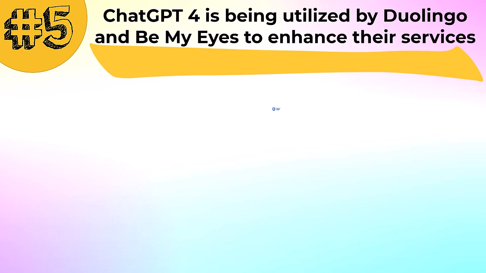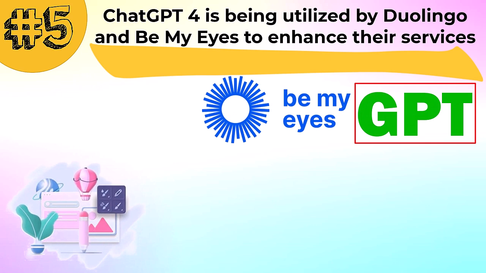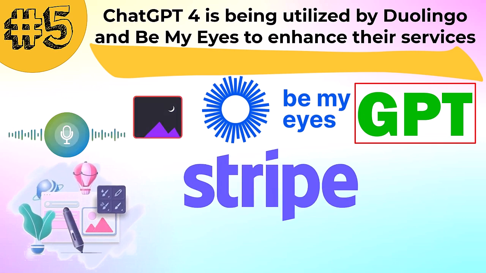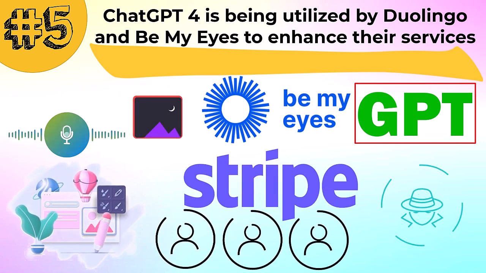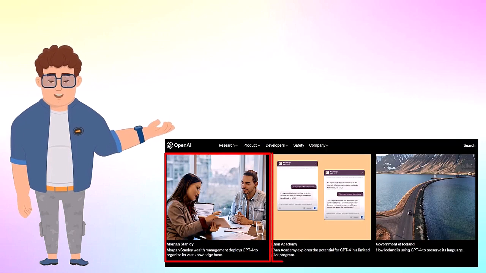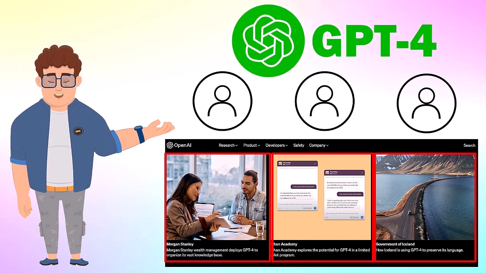Number 5. ChatGPT4 is being utilised by Duolingo and Be My Eyes to enhance their services. Be My Eyes uses GPT to improve visual accessibility by allowing users to take pictures and receive audio descriptions of the images. Stripe is using GPT to improve user experience and prevent fraud. Other organisations such as Morgan Stanley, the Khan Academy and the Government of Iceland are also using GPT in various technologies.